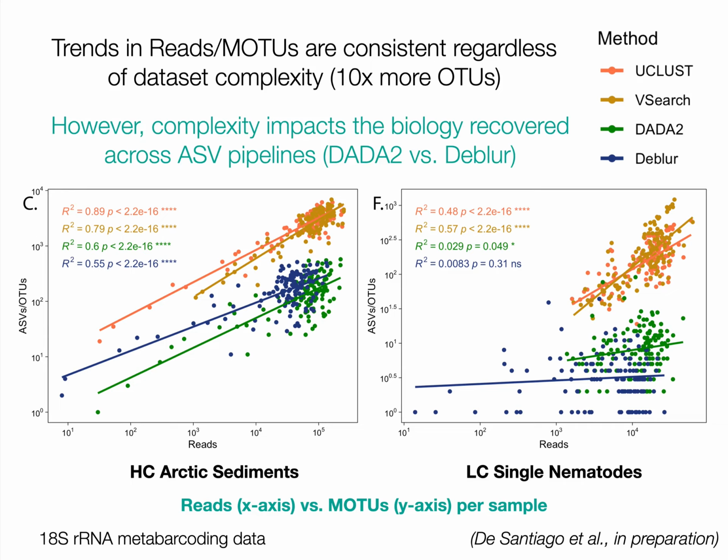But the complexity again plays a role here. So we start to see impacts in the biology that we're recovering across ASV pipelines. For example, on the right-hand side here, for the low complexity data set where we're metabarcoding single nematodes, the curve for deblur here is flattening out. So even though you're increasing the number of sequence reads affiliated with a single worm, you're not necessarily recovering more OTUs per sample. So that blue line here is pretty flat for the single nematodes. And again, I will talk a little bit more about that on the next few slides.